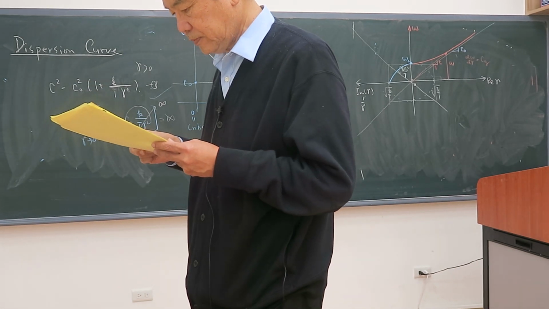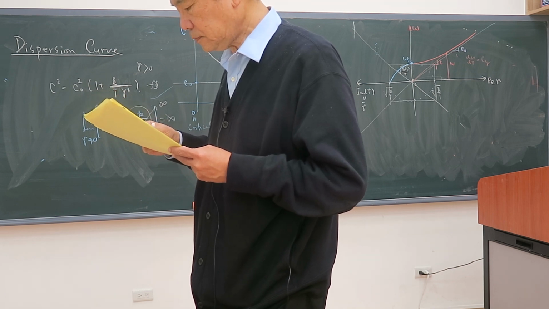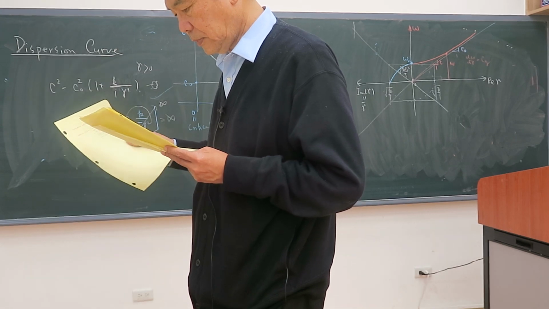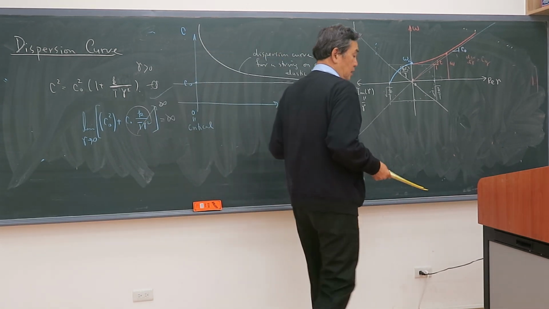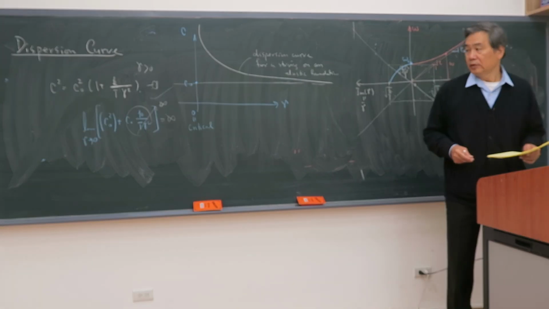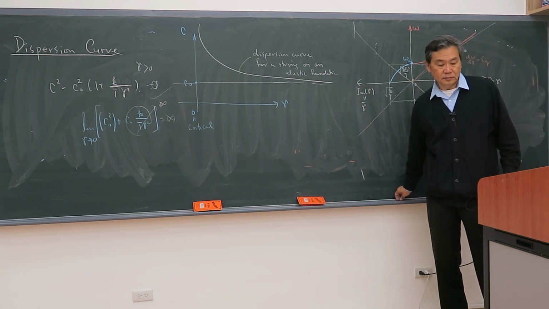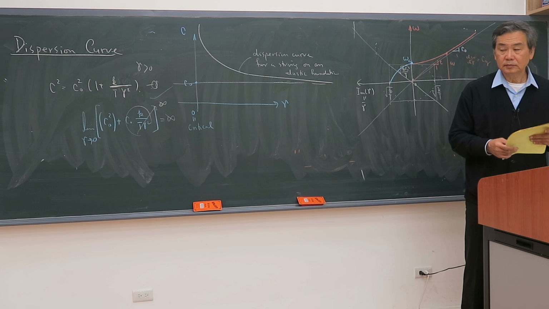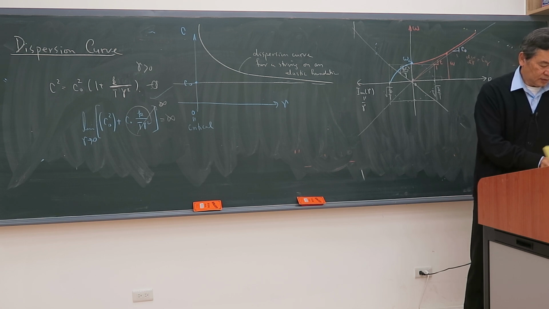It's infinitely long. Okay, lambda to infinity. Okay, so I think this is an example for the dispersion curve. Okay, yeah. Now let's look at another case.